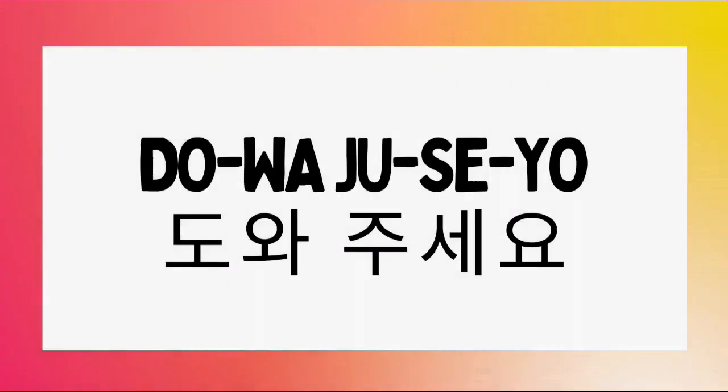Word number 289. Our topic for today is actually a phrase, which is DOWA JUSEYO. These two words are composed of 5 syllables in all, namely DOWA JUSEYO. Pronounce it with me. DOWA JUSEYO.